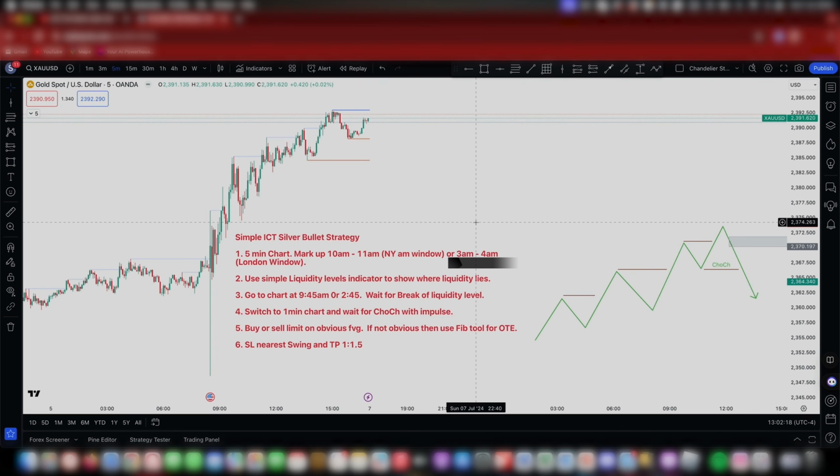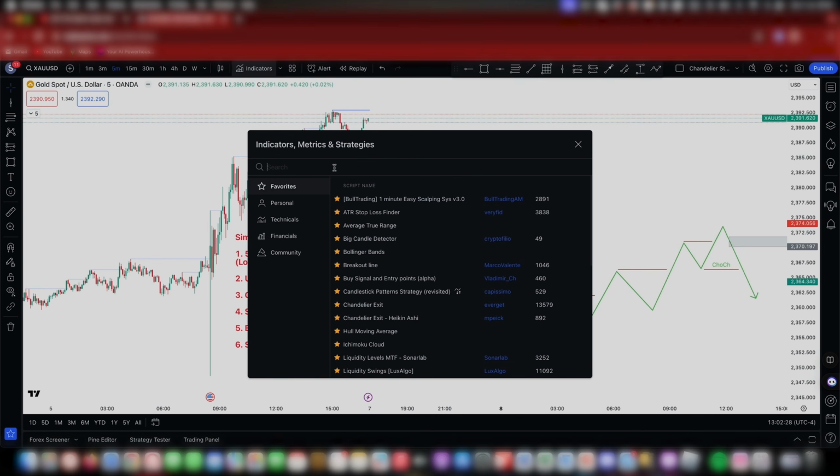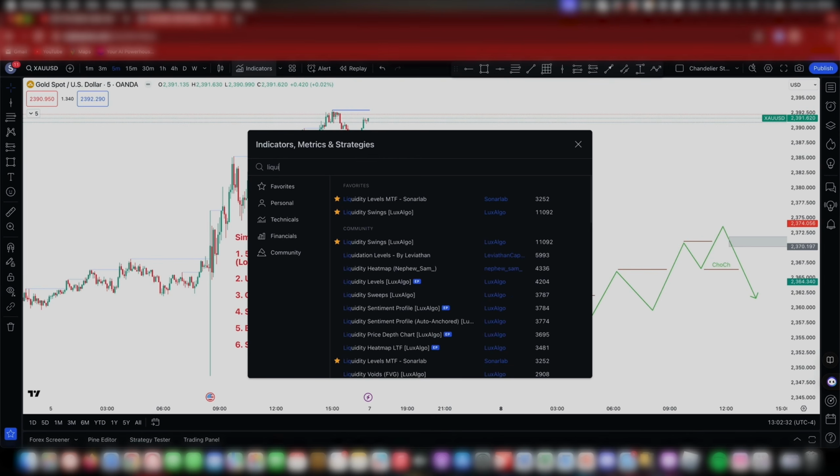Okay, so then the next thing I'm going to talk about is you're going to use a very simple liquidity levels indicator for this strategy, just to show where your liquidity lies. So this is the indicator that I suggest you guys use. You type in liquidity. You can see there, liquidity levels, MTF, Sonar Lab. That's the one I'm using.